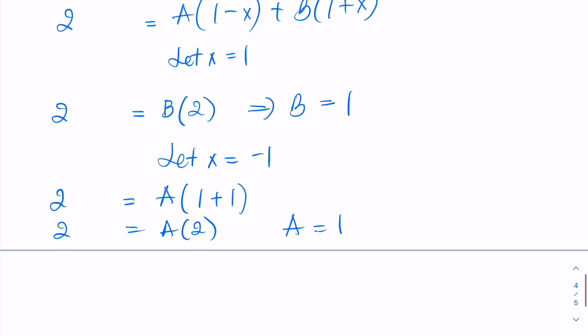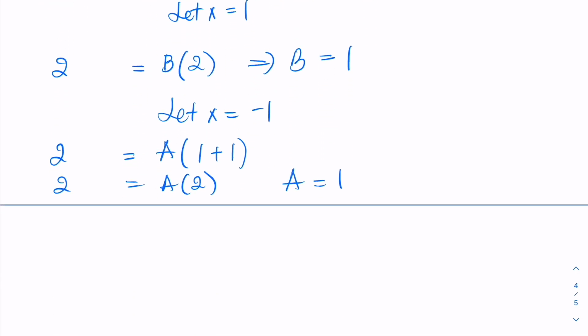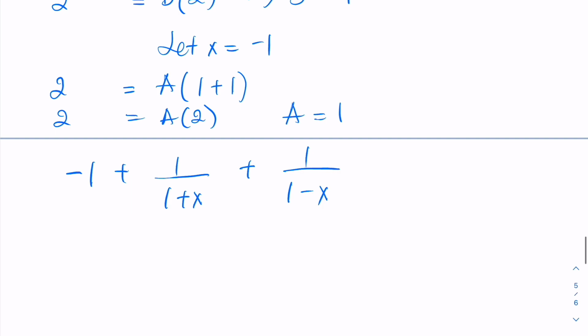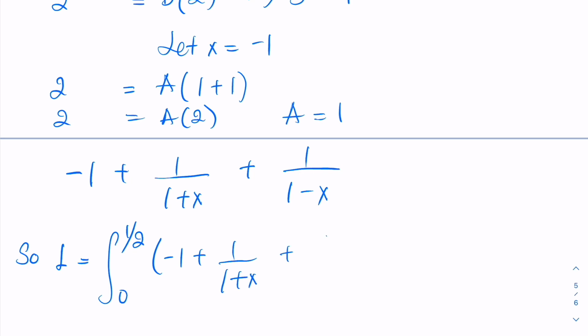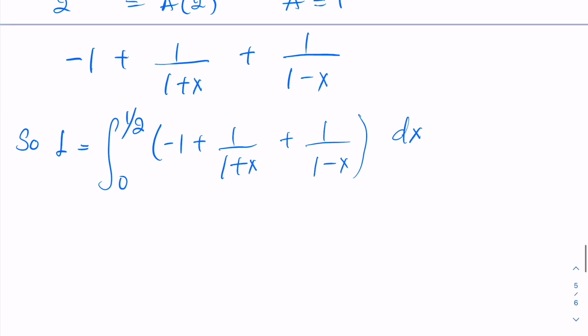Now we're ready to rewrite our fractions. So we have negative 1 plus 1 over 1 plus x plus 1 over 1 minus x. So the length is going to be from 0 to 1/2 of negative 1 plus 1 over 1 plus x plus 1 over 1 minus x dx. So we can just integrate that.